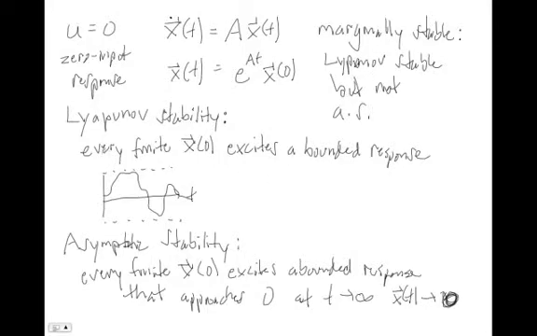So we're basically saying every finite state excites a bounded response, and that bounded response does not decay away to zero. That's what we're going to describe as a marginally stable system. So when you're picturing something that's marginally stable, you should imagine a response that starts at some initial state, and then oscillates forever and never decays away. These are the types of systems we're going to call marginally stable. They're bounded, so they're clearly Lyapunov stable, but they don't decay away to zero over time, so they're not asymptotically stable. So these are the three definitions that we're going to use in this class.